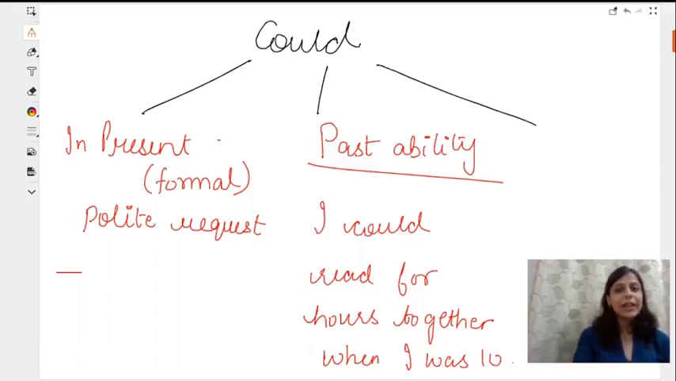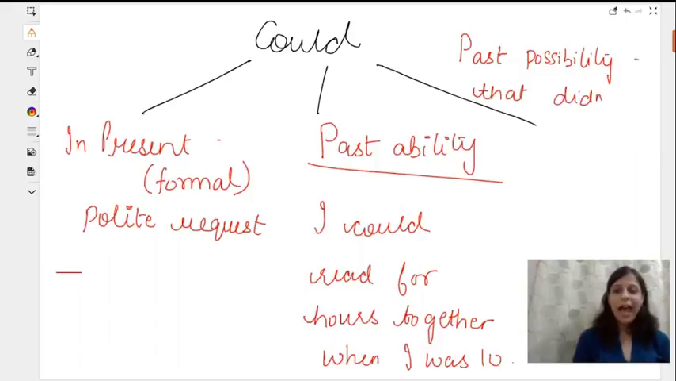And the third case where I can make use of could is very interesting and very easy. But trust me, most of the guys don't know about it. It's about some past possibility that didn't actually happen.